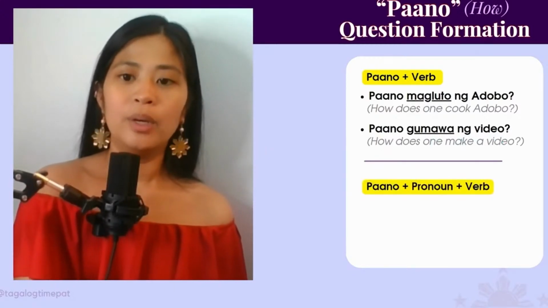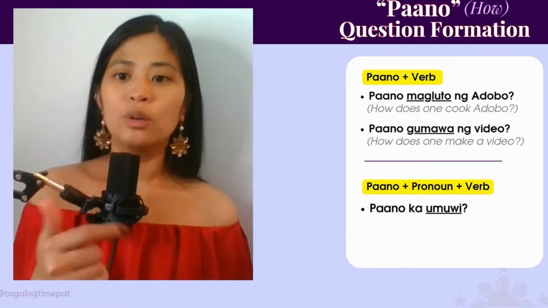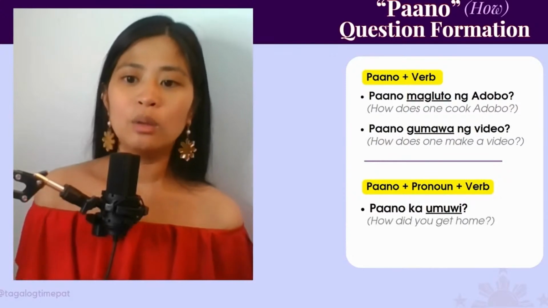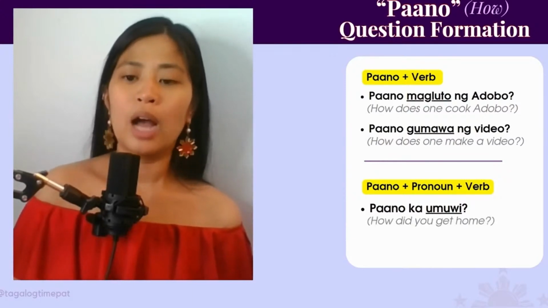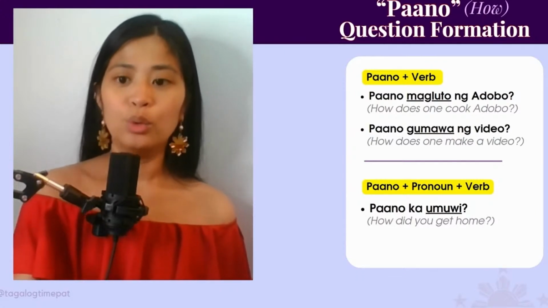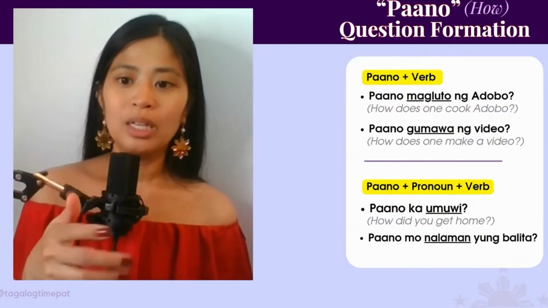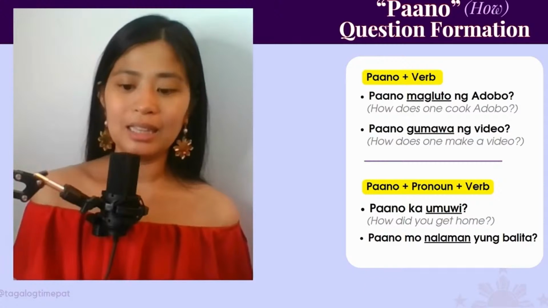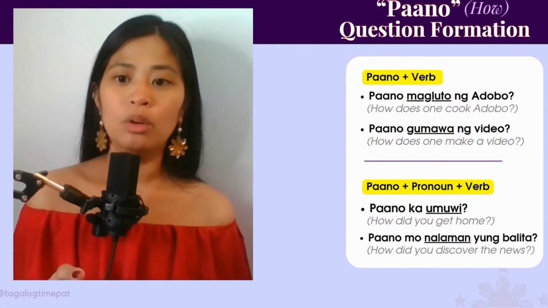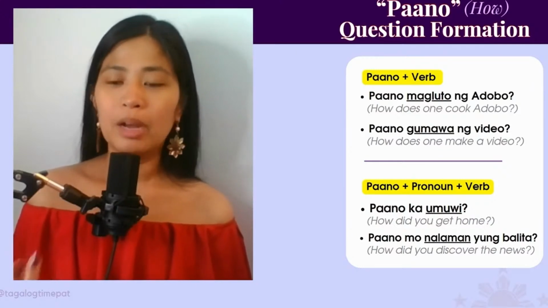Another way to use paano is paano plus a pronoun plus a verb. So paano ka umuwi? How did you get home? Or, paano mo nalaman yung balita? How did you discover the news? Paano mo, there's the pronoun. Nalaman, there's the verb. Yung balita.